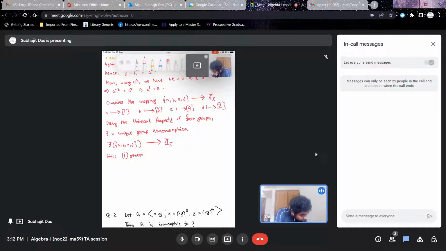Since 1 generates Z5 and 1 is in the image, so let's call this group homomorphism phi, let's say. It's in the image of phi, hence phi is surjective, that we clearly know, right? Because any element of Z5 is some combinations of 1, it's some compositions of 1, right?